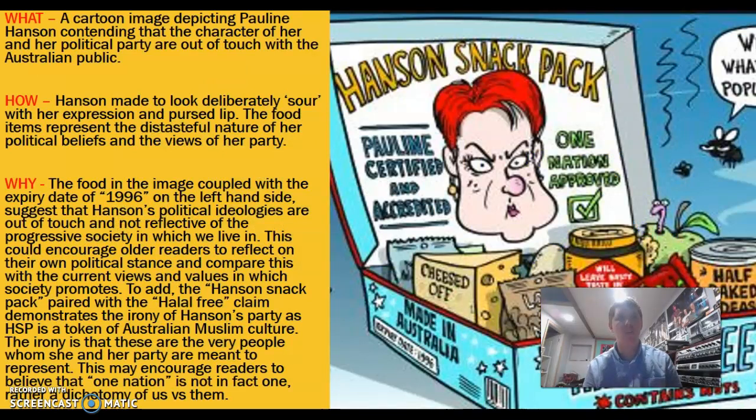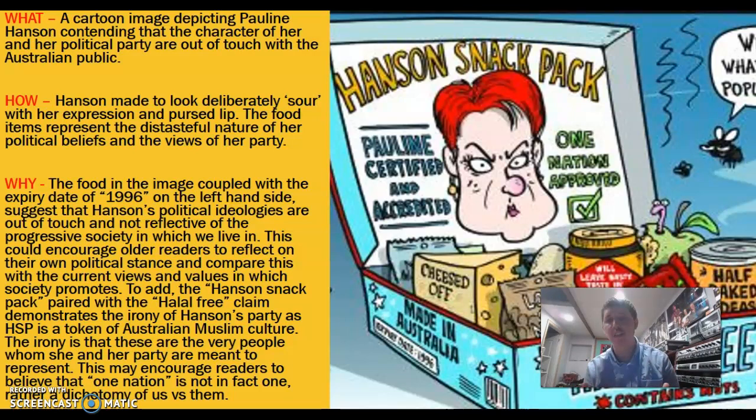So I followed the what, how, why structure. The what is simply outlining the contention, or in this case, what argument it's supporting. So it's a cartoon image depicting Pauline Hanson contending that the character of her and her political party are out of touch with the Australian public. So with the article, because this is a part of an article, I would be highlighting what argument this image is in fact supporting. It's going to support the overall contention, but what particular argument is it supporting? And I'd write about that together. I wouldn't treat the image separately.